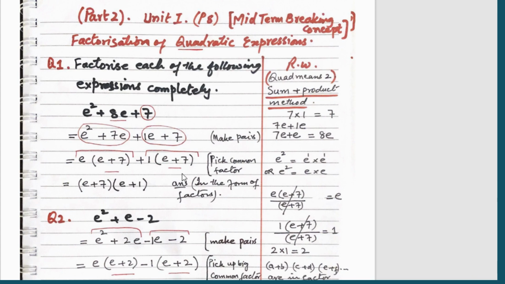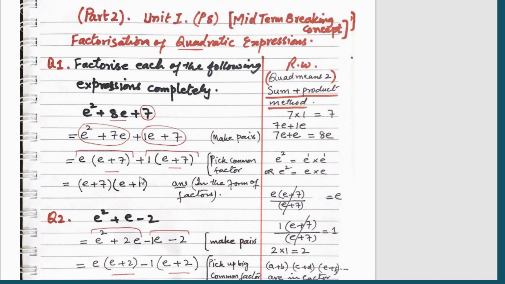Pick common factor means pick common factor throughout the term. Now, out of this whole term around which I am rotating my arrow, pick up e plus 7 as common. What is left behind? e over here, e plus 7 has gone out, and plus 1 over here, e plus 7 has gone out as a common. Now look up, what is the form?